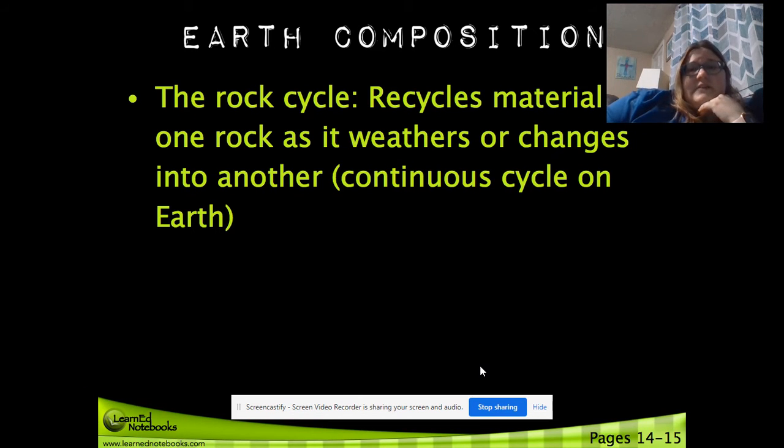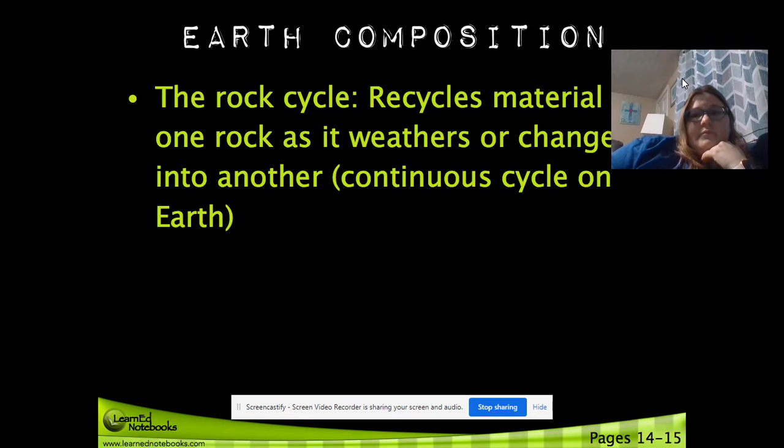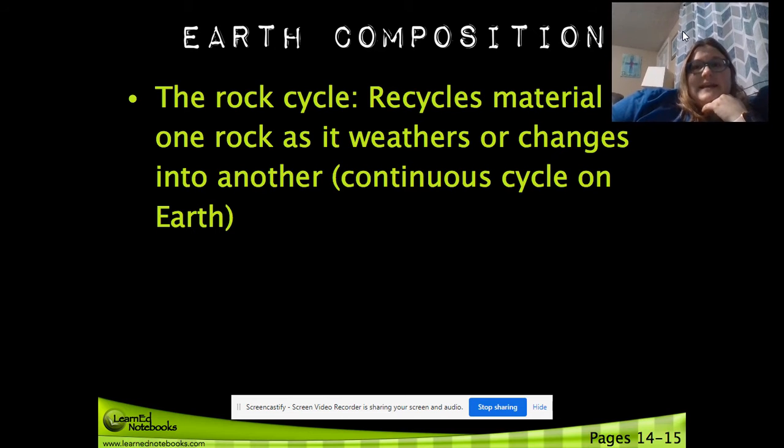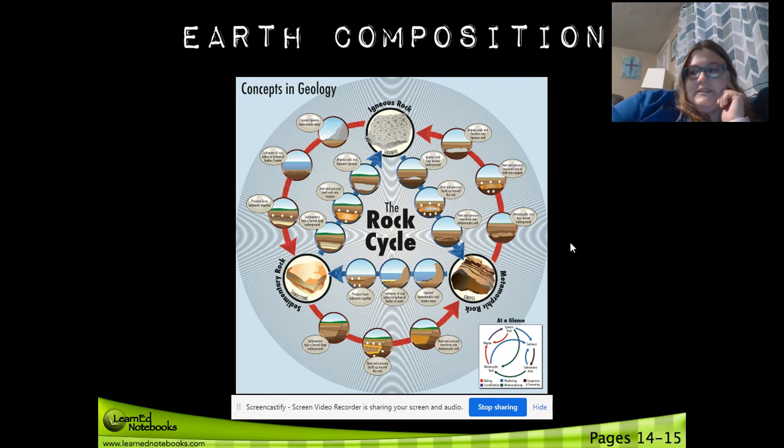The rock cycle recycles materials from one rock as it weathers or changes into another. It is a continuous cycle. They continuously move. And you have a picture of that. Your picture is the tiny one, probably. But basically what it's saying is that one rock can become all the other types of rock, whether it's being broken down or if you're adding heat and pressure or if it's cooling and solidifying. It can go this way or it can go this way, but they can all become another type of rock, and they all do. They constantly are changing.